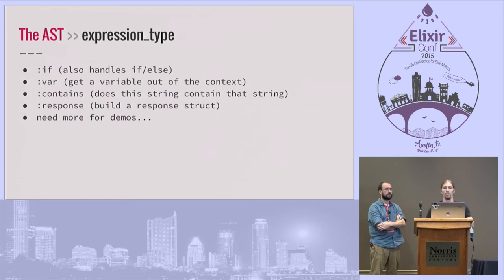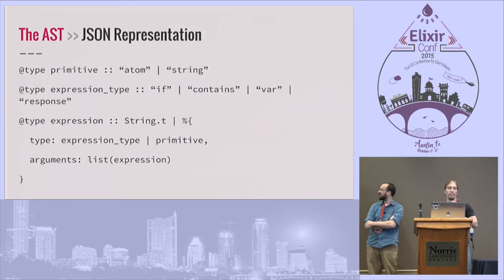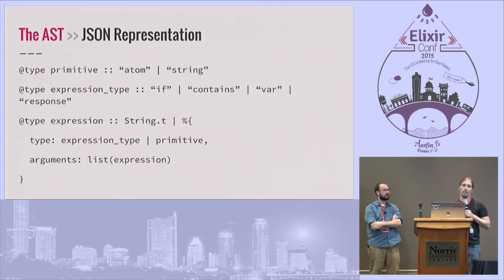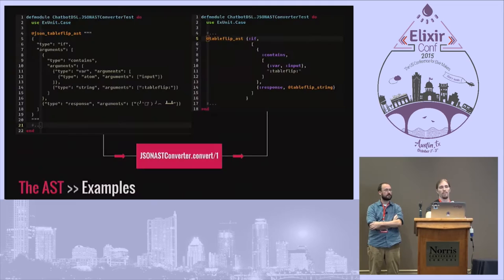But as we mentioned, our AST can't be represented natively in JSON. Among other things, there are no atoms or tuples in JSON, and consequently, we define a representation of it that is JSON compatible. So here is how our AST comes from the front end in the JSON representation. And then we have a function called convert that takes in a string representing the JSON, and it outputs a two-tuple representing our AST. And here you can see the input and the output to the function for an example.